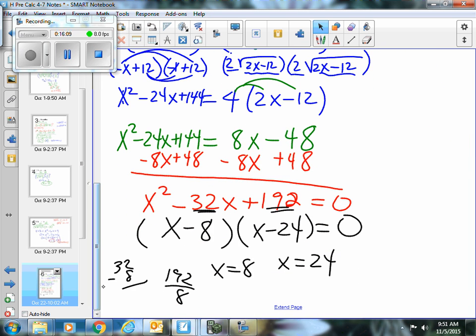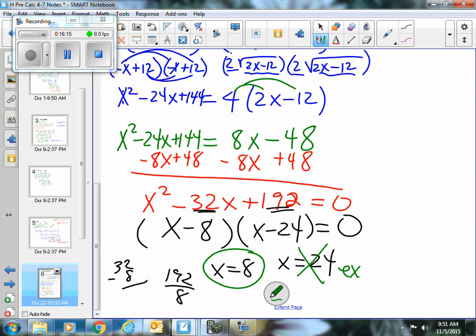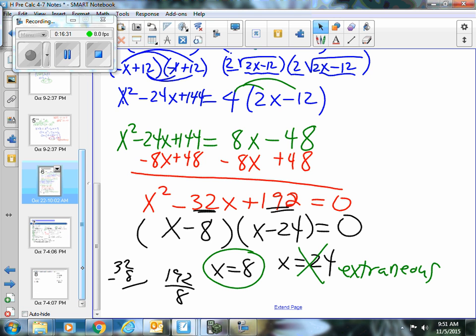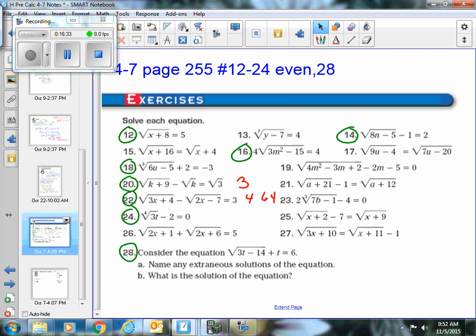All right, so after checking, the only one that works is the x equals 8. 24 does not work. It's one of those extraneous solutions. It's an extra. So just be double checking always on those answers. So isolate the radical, get it by itself, undo it, so do your inverse operation, solve for the variable. So if you have multiple radicals, that means you're going to have to do it more than one time.